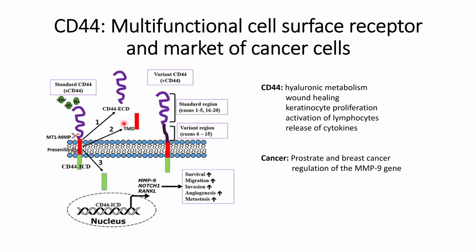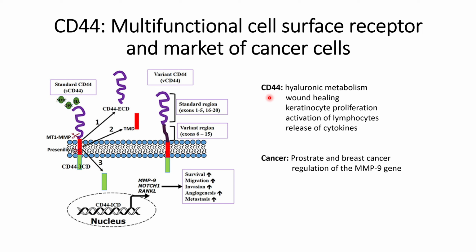So all cells have CD44 to a certain limit, as it is responsible for various normal functions of the cells. Some of these functions are mentioned here. One of these is hyaluronic metabolism. So what is this hyaluronic metabolism? This is the fluid that is responsible for providing lubrication at joints. If this process is affected, then we will not have lubrication at our joints. That might lead to pain and wear of the joints.